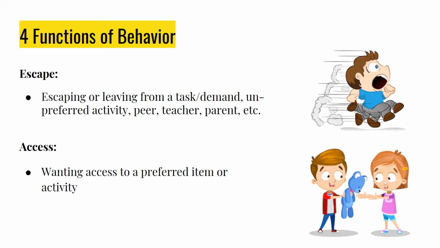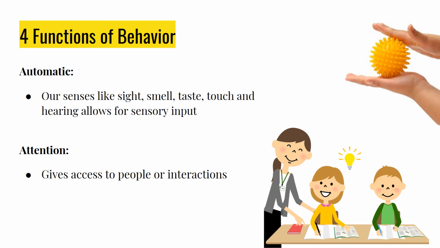There are 4 functions of behavior. The first being escape. It is escaping or leaving from a task or demand, unpreferred activity, peer, teacher, etc. The second is access. It is wanting access to a preferred item or activity. The next function of behavior is automatic reinforcement. This is when our senses, like sight, smell, taste, touch, and hearing, allow for sensory input. And lastly is attention. This gives access to people or interactions.